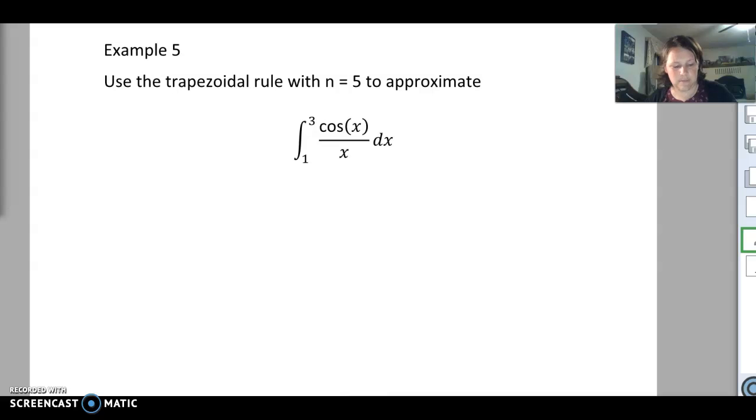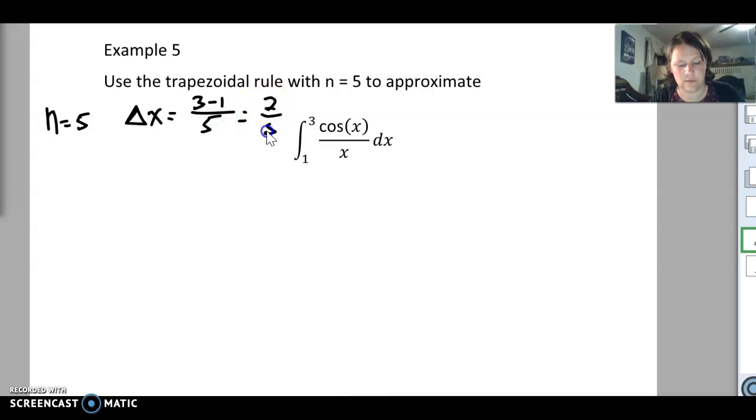Okay, next example is the trapezoid rule. We're going to do the integral from 1 to 3 of cosine x over x, and this time we have n equals 5. So if n equals 5, let's find delta x. Delta x is going to be equal to 3 minus 1 over 5. And so 2/5 becomes our delta x.